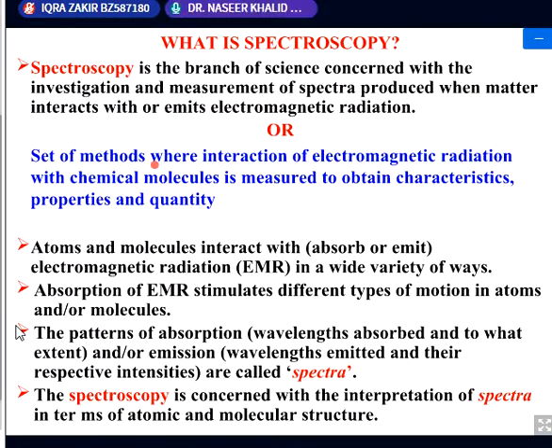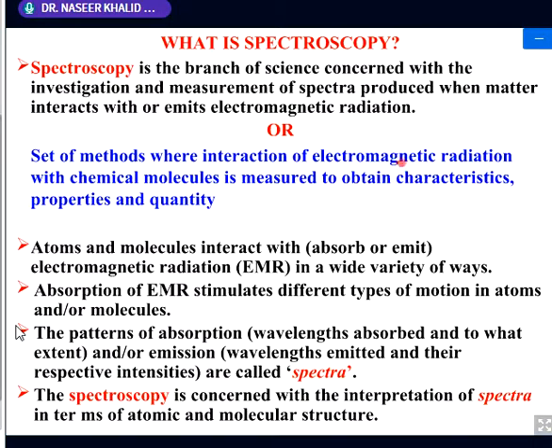It is not a single method, it is a set of methods, where there is interaction of the electromagnetic radiation with chemical molecules. It could be atoms, it could be molecules, it could be ions. That radiation is measured: how much it is being absorbed, and which type of radiation is being absorbed by a molecule, to obtain the characteristics.